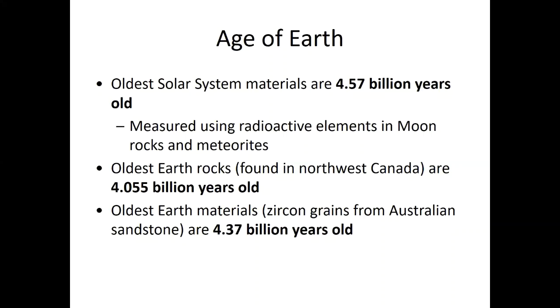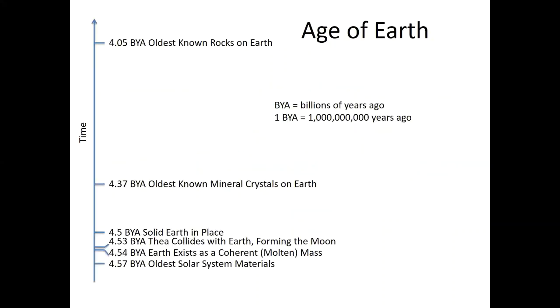And so we generally ascribe the age of the Earth to be about 4.57 billion years old, and people just round to 4.6. So it's commonly said that the Earth is 4.6 billion years old. And so to put this on a timeline, we see down here the oldest solar system materials, which we find from determining the age of meteorites that come to the Earth.